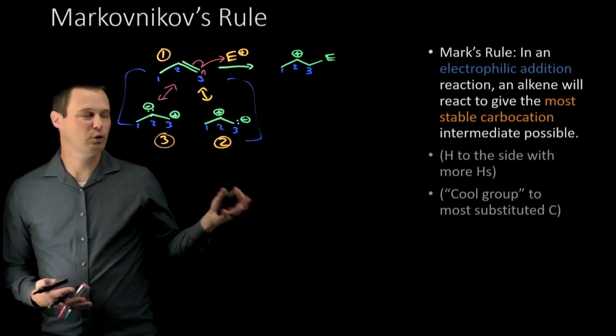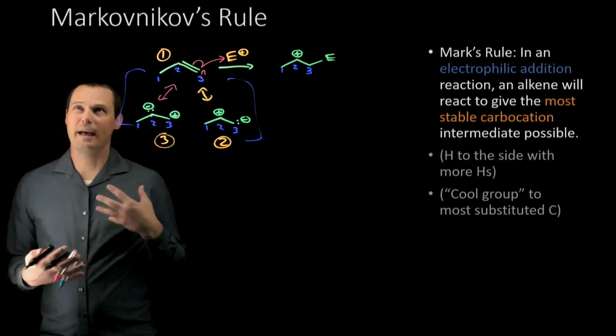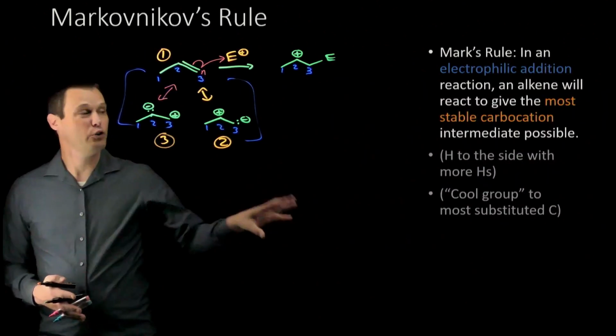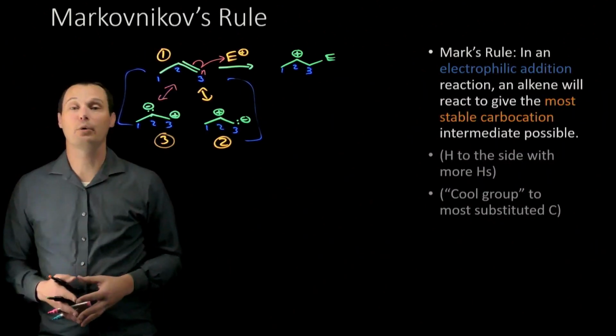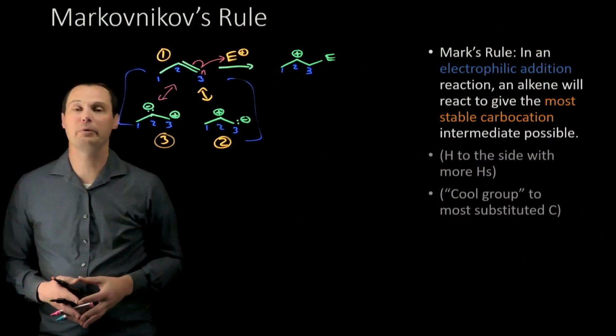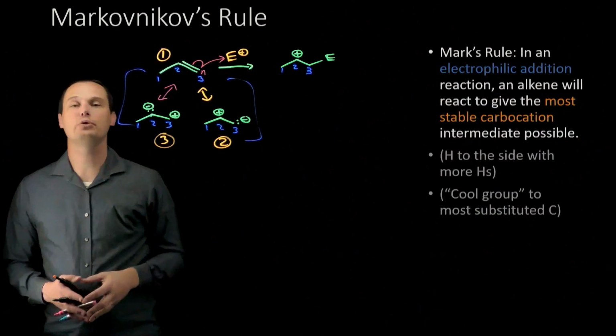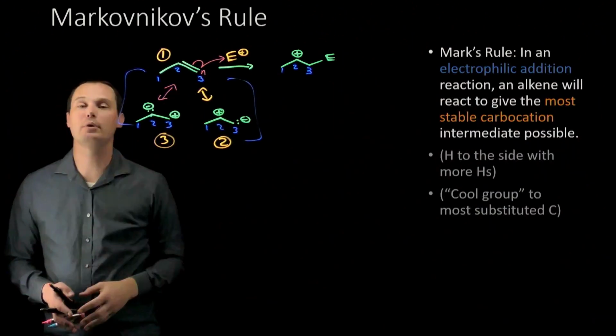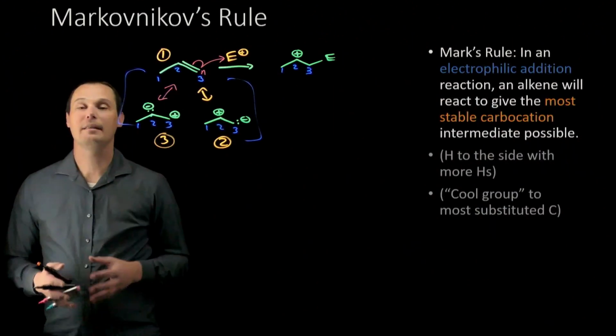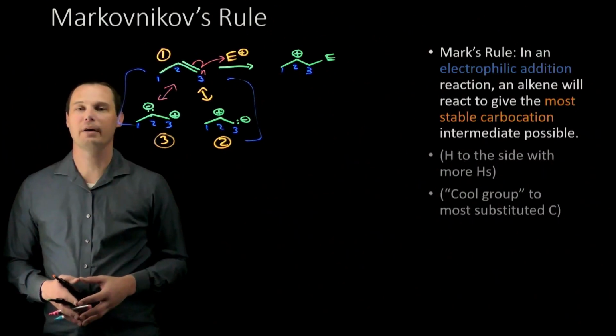Furthermore, with this last one, the cool group going on the more substituted side, that won't work with carbocation rearrangement. If all you memorize is that mnemonic, you will miss every carbocation rearrangement. And I've got a separate video on carbocation rearrangements linked down below. So when an alkene reacts, it reacts at the less substituted most nucleophilic site so that we can form the most stable carbocation intermediate possible. This is how OChemNinjas remember Markovnikov's rule.